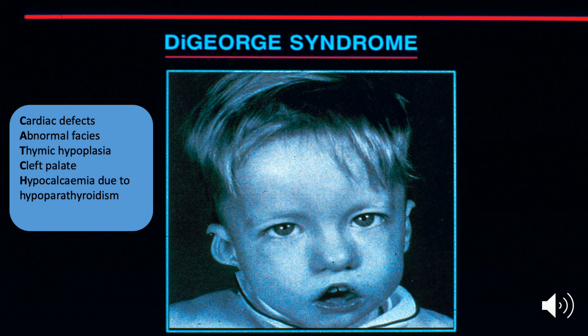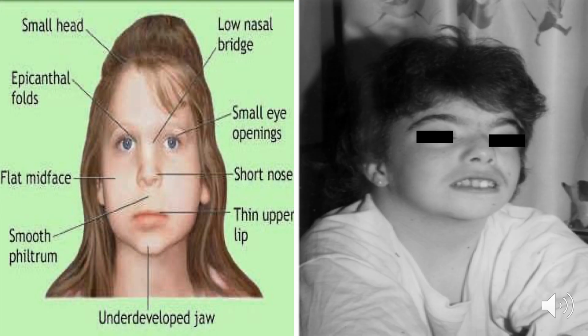And then there's also hypocalcemia because of the failure of the parathyroid glands to develop. You know very well that parathyroid hormone increases blood calcium level. So if these parathyroid glands will not develop, then expect that the hormone level will be very low, and the consequence will be hypocalcemia. CATCH DiGeorge.